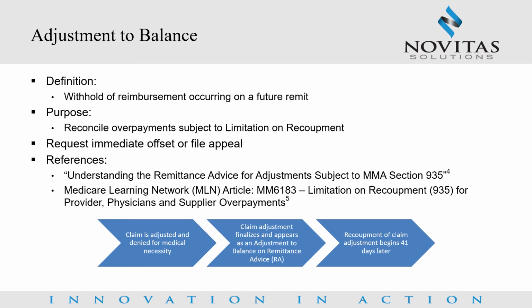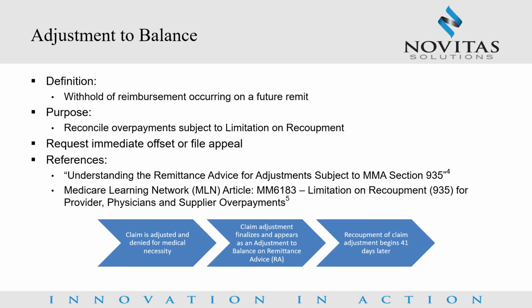Adjustment to balance. An adjustment to balance is one of the more confusing types of financial adjustments that you may see on the remittance advice. This is because an adjustment to balance amount looks like a recoupment on the remittance advice, but a recoupment has not yet taken place. Adjustment to balance amounts are overpayments commonly identified through post-pay reviews, which are subject to Section 935 of the Medicare Prescription Drug Improvement and Modernization Act of 2003, also known as limitation on recoupment.